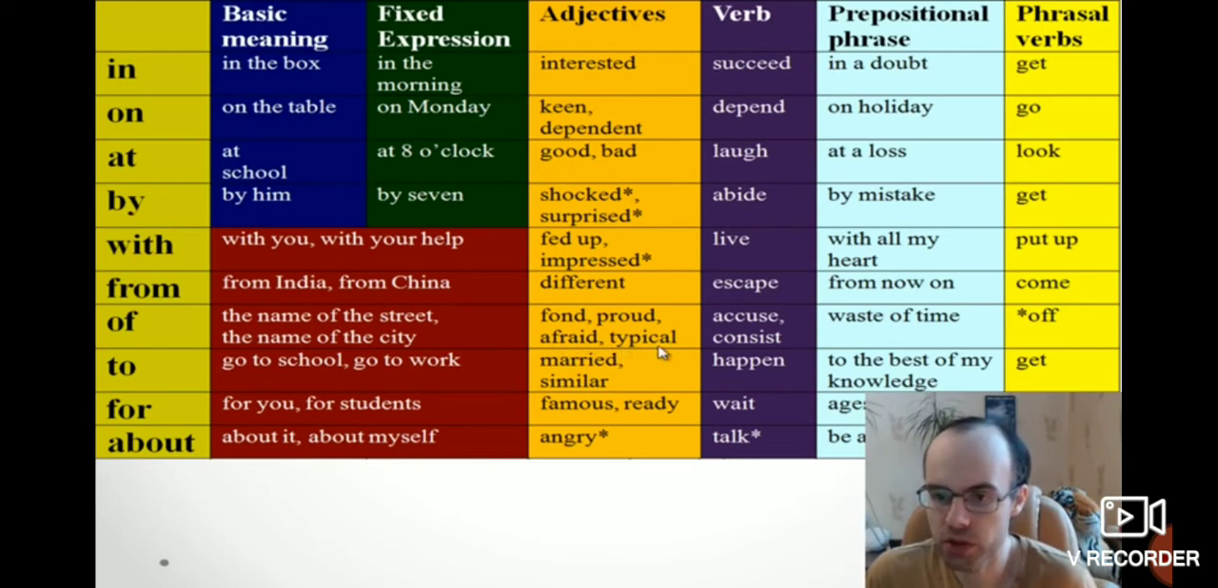Typical. It's a very common mistake. So you need to say typical of. I know that students often say, okay, it's very typical for him. No, not typical for, typical of. Remember, it's very typical of him. Alright, next, married. Married to. Yeah, students often make mistakes with this adjective. So, he's married to her.